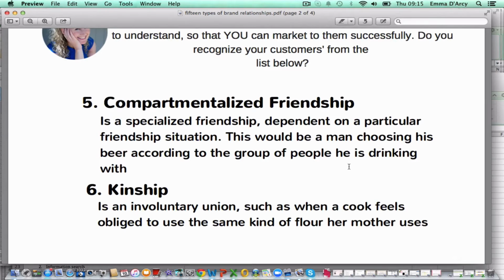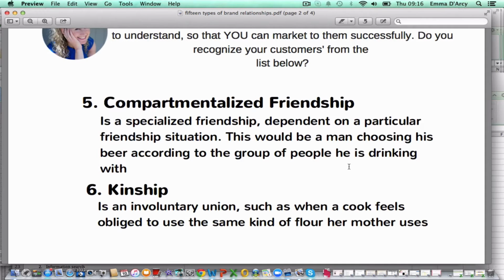Okay, number 5 is compartmentalized friendship. And this is a specialized friendship dependent on a particular friendship situation. So this would be a man choosing his beer according to the group of people he's drinking with. So we all do this, if you're out with your colleagues from work, you may drink champagne, for example, and maybe you don't really like it, or you may drink wine, you don't really like it, or you prefer beer, or vice versa. You don't really like beer, but maybe you've joined a cycling group and they're all into beer, and you drink beer even though you don't really like it as well. So it's dependent on the specialized friendship.